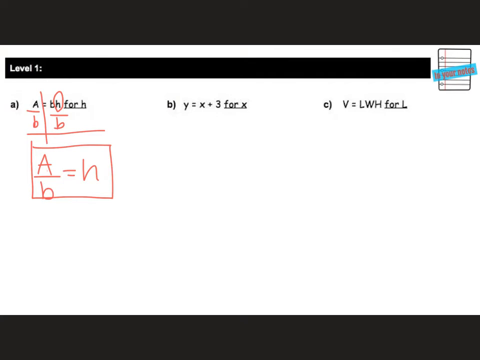Our next one, we're trying to get x by itself, so again I'm going to circle that x. Instead of x being by itself we have a plus 3 in the way. So let's go ahead and minus 3 from both sides to get rid of that. Then on the left-hand side, we have y minus 3, and on the right-hand side, we have x. Our goal was to get x by itself, and it is.